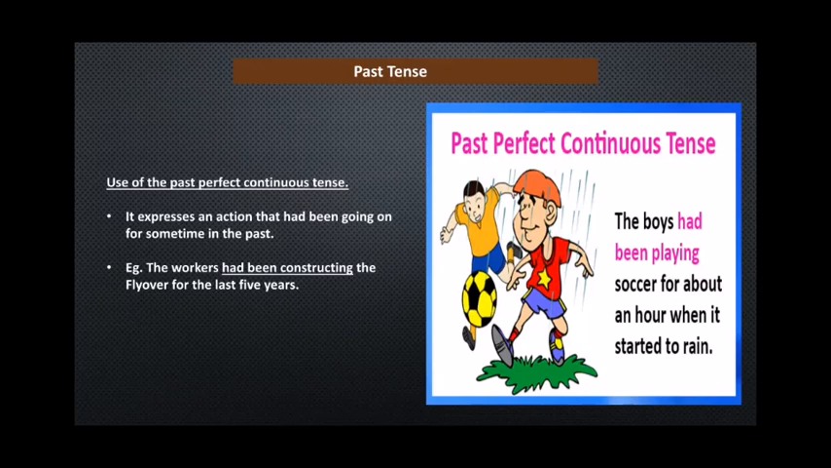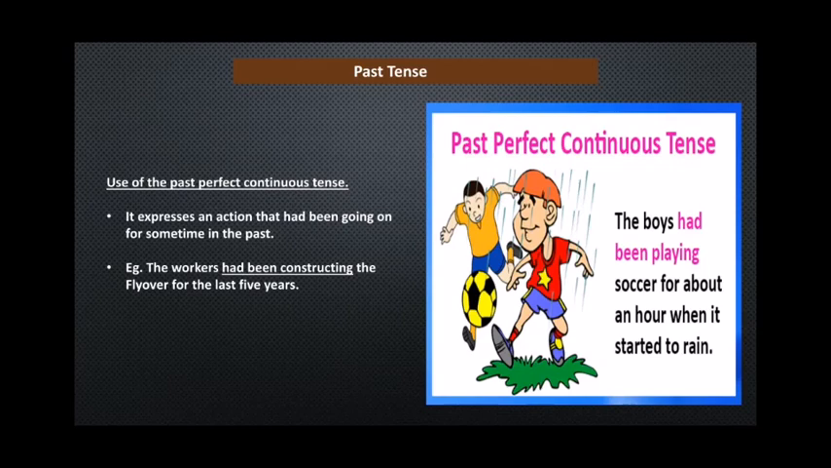In the picture, we have one sentence. The boys had been playing soccer for about an hour when it started to rain. So, had been playing is the past perfect continuous tense.